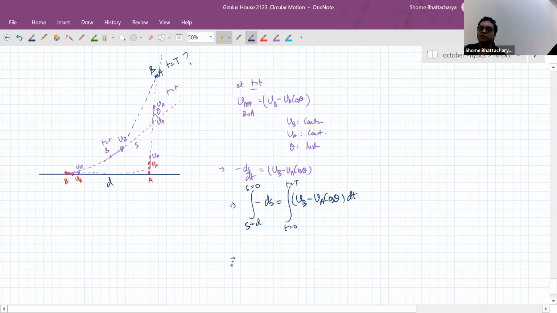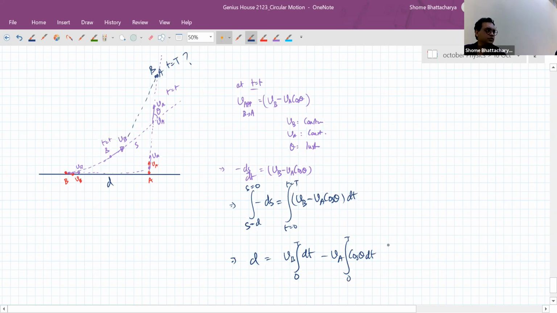So on the left-hand side, what will come? 0 minus of minus d. On the right-hand side, I can still break up the integral. I can make it integral from 0 to T of dt, Vb minus VA, which is a constant, integral of cos theta dt, from 0 to T.